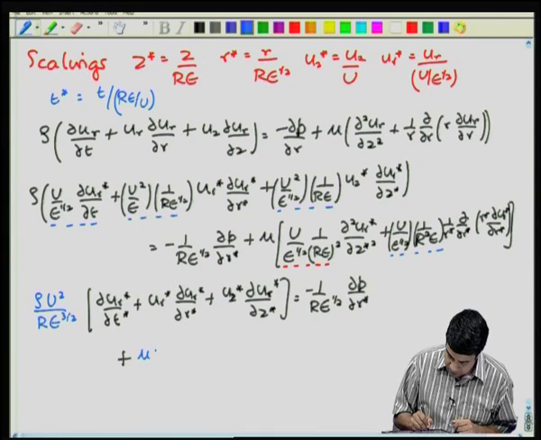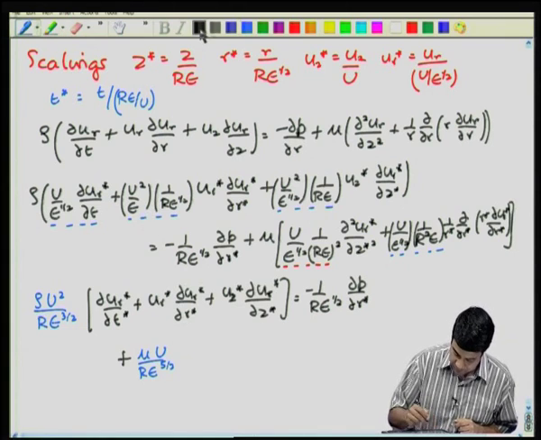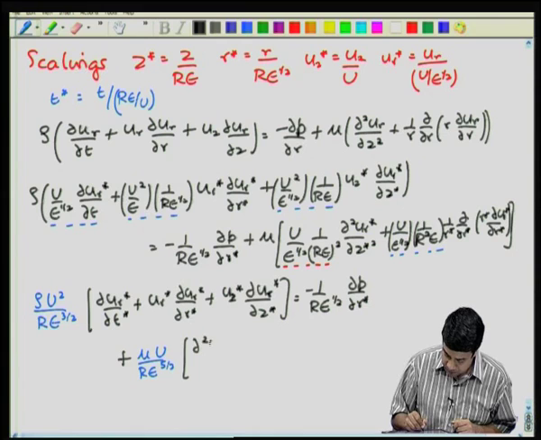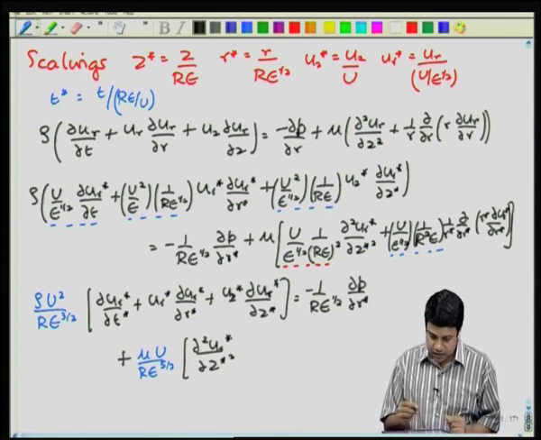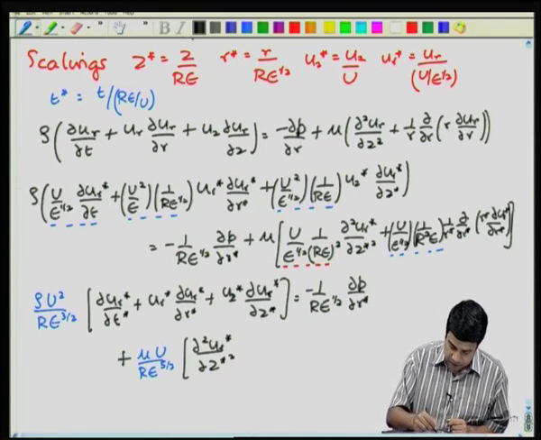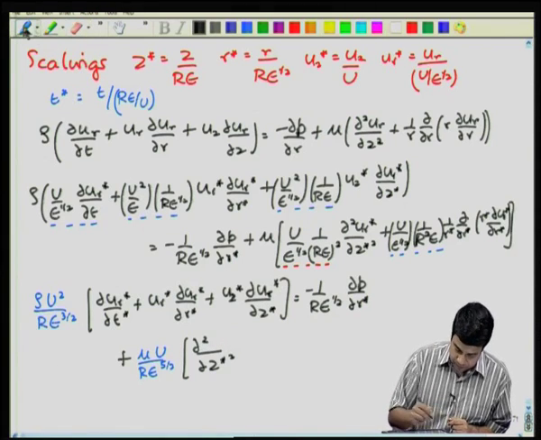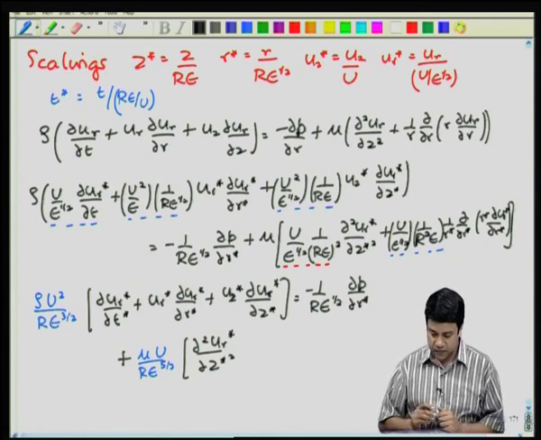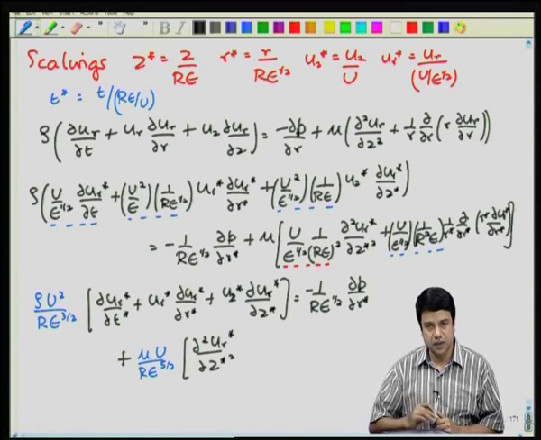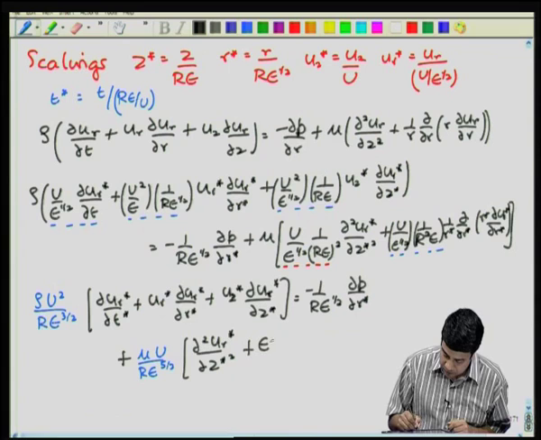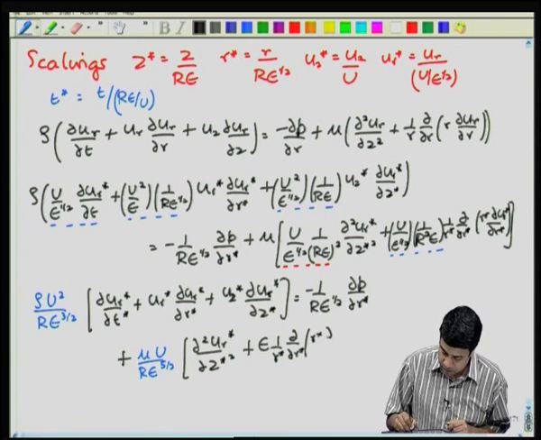And I get mu u by r epsilon power 5 by 2 into partial square u r by partial z square. And if I have scaled by r square epsilon power 5 by 2, the second blue term had only an r square epsilon power 3 by 2 in the denominator. So, therefore, I should have epsilon times 1 by r d by dr of r partial u r by partial r.